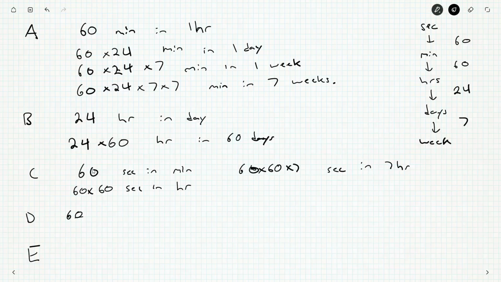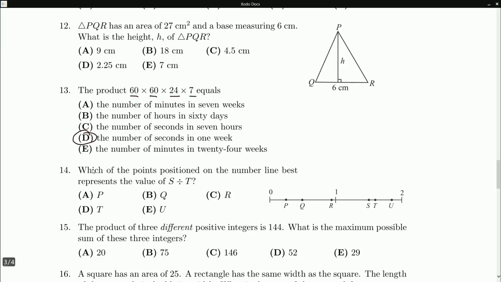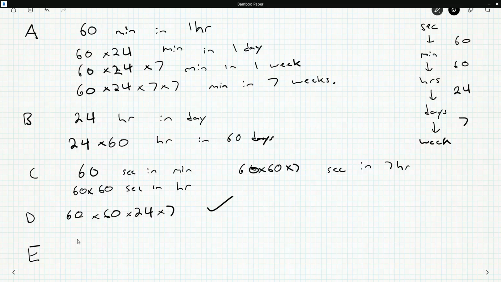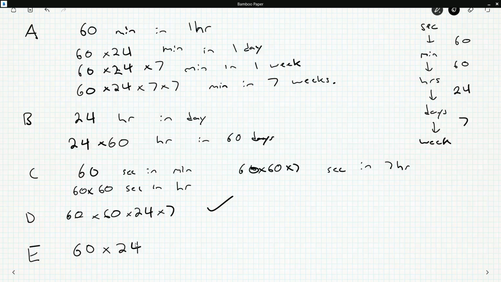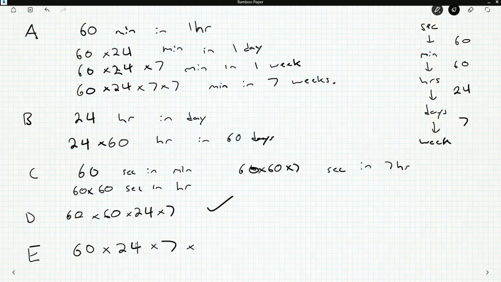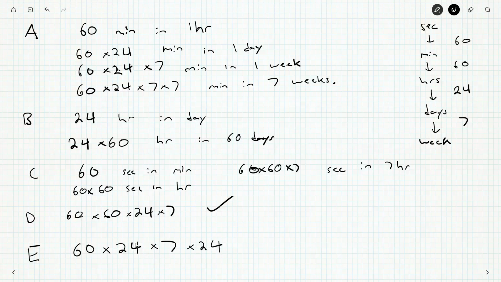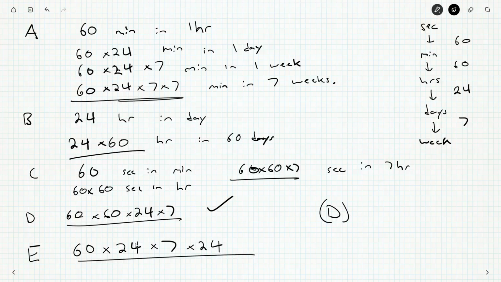Now D is the correct one. Seconds in a week, 60 seconds in a minute, then 60 minutes in an hour, 24 hours in a day, 7 days in a week. D is the correct answer. But let's just show that E is also not the correct answer. Number of minutes in 24 weeks. Well, there's 60 minutes in an hour, 24 hours in a day, and what was it? 24 weeks. So number of days in a week, 7, and then times 24 weeks. So we get these numbers here, and only D is the correct one. Only D matches with what we're talking about, so D is indeed going to be our answer.